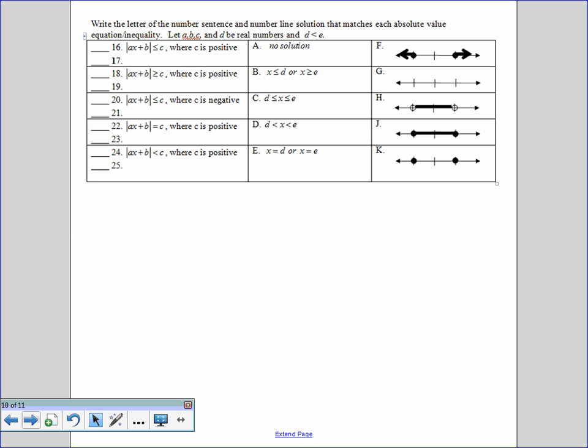Okay, so this is asking, can we noodle through which one of the shapes we're going to get? So let's look at 16 and 17. We have the absolute value of something less than or equal to c. So remember, if absolute value is less than the number, we're going to get the barbell. But it's less than or equal to, so not only are we going to get the barbell, but we're going to get the barbell filled in. And we're going to be able to write it as a compound inequality.